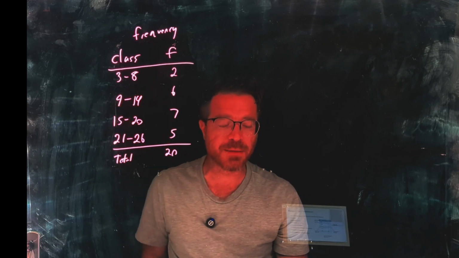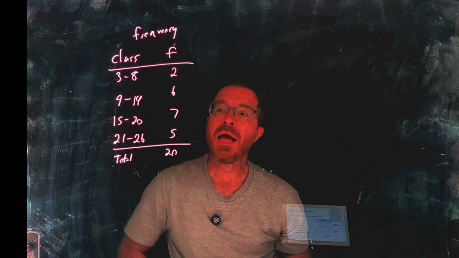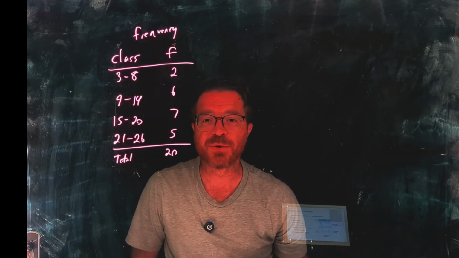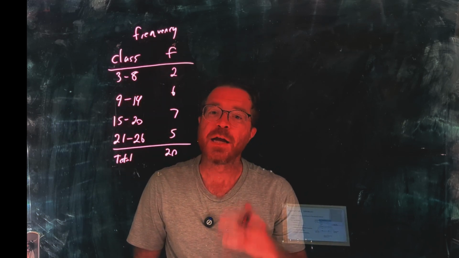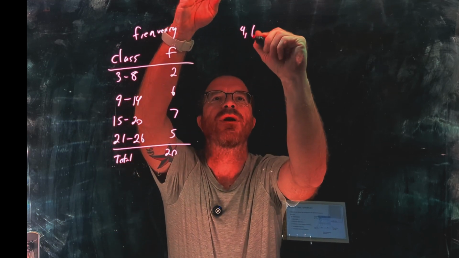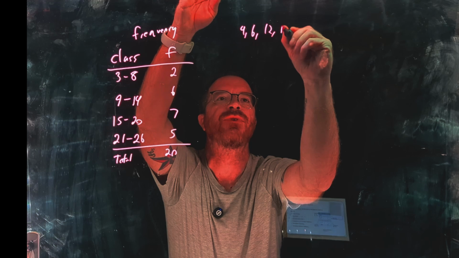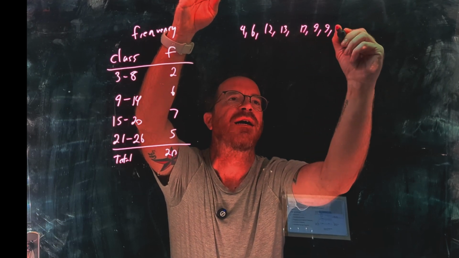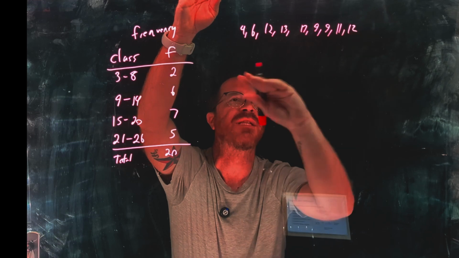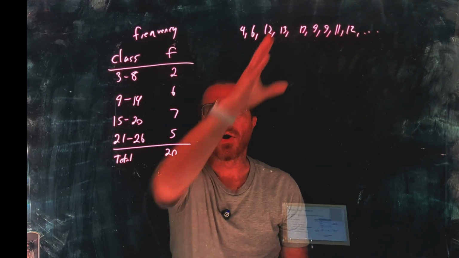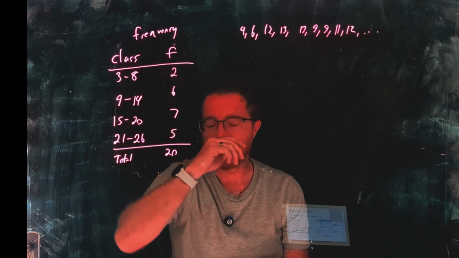Now, this is what I was talking about. If you have a pre-filled out table, I don't know what these two values are. I just know that there's something between 3 and 8. Now, if I had the raw data, which would look something like 4, 6, 12, 13, 17, 9, 11, 12, something like this, then I would actually know what the individual outcomes are, and I could create this table. And I'll show you how to do that afterwards.